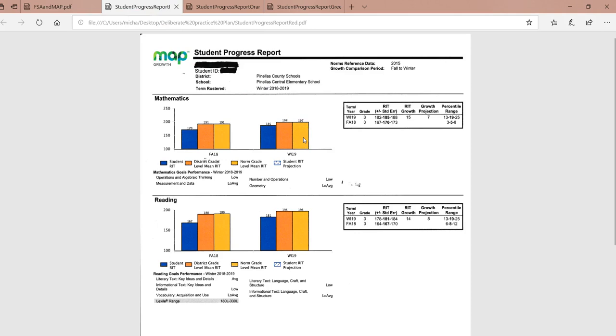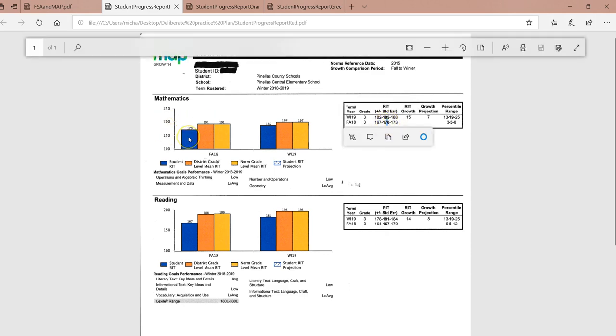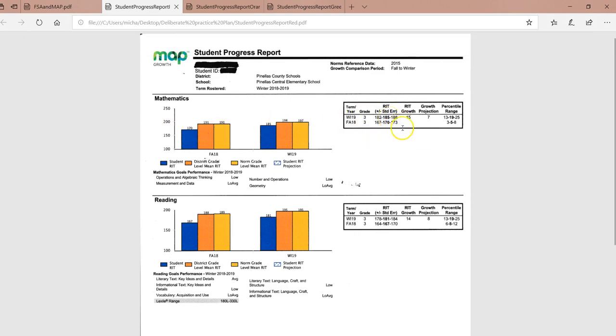And this last one is the norm grade level mean RIT score, which is norm referenced against students across the United States, which generally on the winter test achieve around a 197. So it shows here that this student in the fall of 2018, after 5 weeks of instruction, received this bold score right here of 170, which is over here. In the winter, they moved up to a 185.